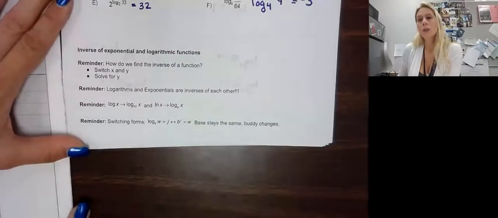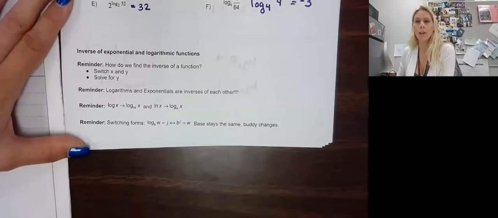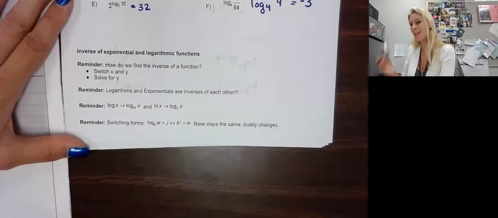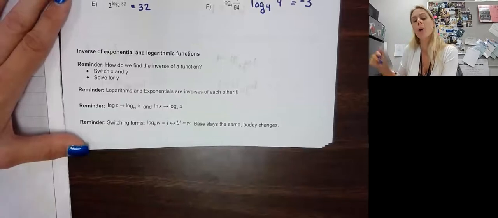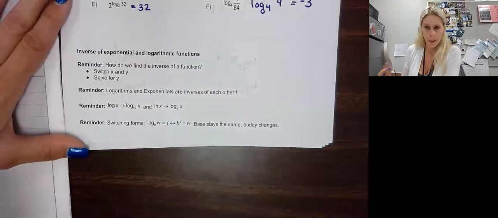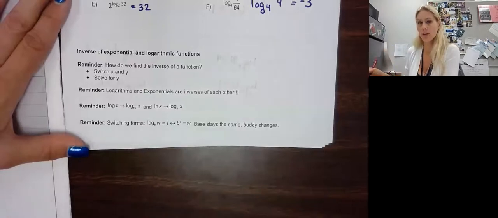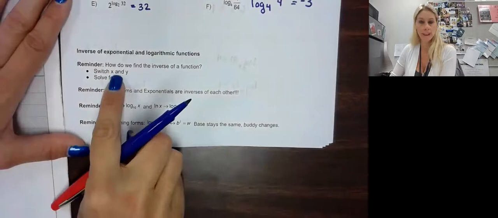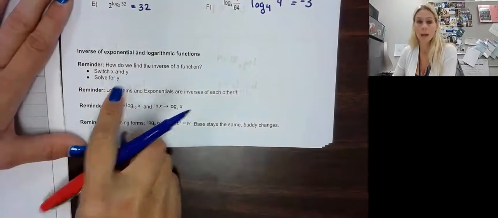So now we're on to part 2 of 5.2, which is talking about inverses. Now we did inverse functions at the beginning of the year, and I showed you how to find the inverse, and that's what we're going to do today. So we need to remember how to do this. The first thing we do when we find an inverse of a function is we switch x and y, and we solve for y.